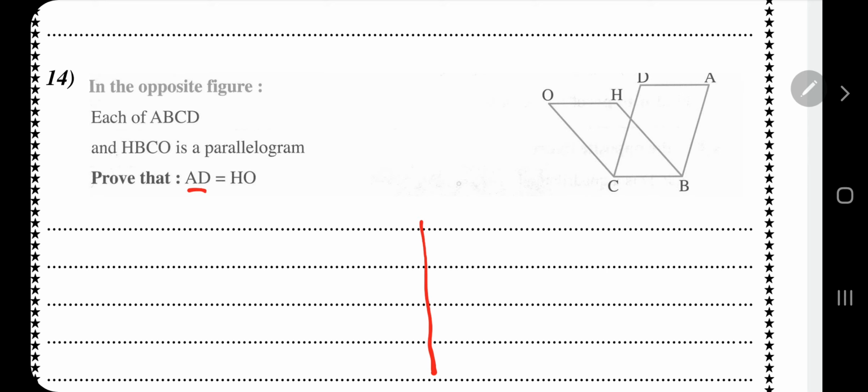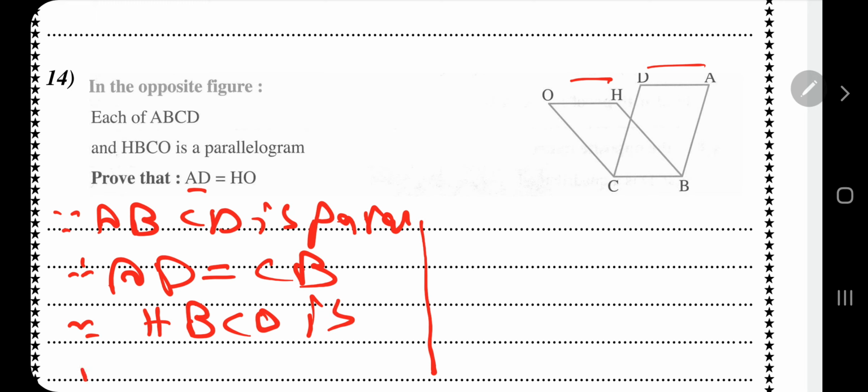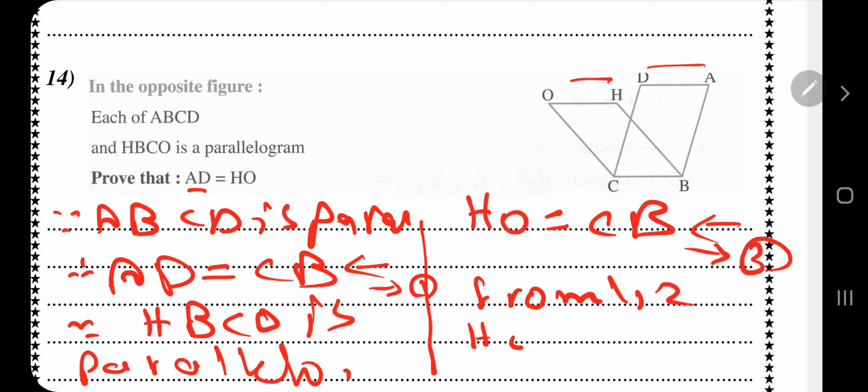Another example. He asked me to prove that AD equals HO. Since ABCD is parallelogram, that means AD equals CB. Since HBCO is parallelogram, that means HO equals CB. Here is CB and here is CB. This is 1 and this is 2. From 1 and 2 we get HO equals AD.